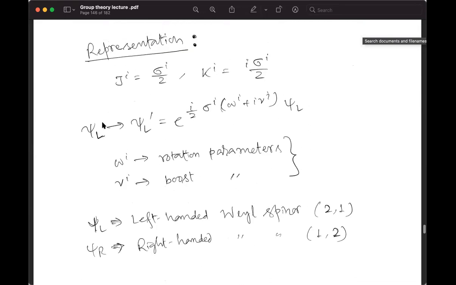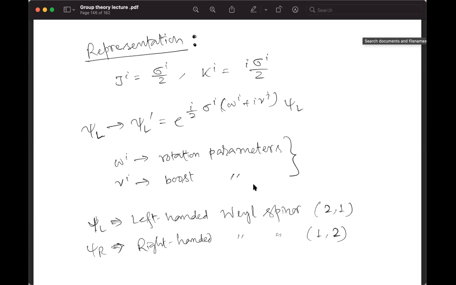Now here we can define the left-handed object psi_L, which transforms as psi_L prime equals exp of i sigma/2 times (omega_i plus i mu_i) psi_L. So this is the transformation under the rotation, and that dictates the transformation under the boost. Now you can see that because they do not commute, you cannot just split it out. Now psi_L is a left-handed Weyl spinor. We have already discussed what the spinors are, so you should be familiar with this already.